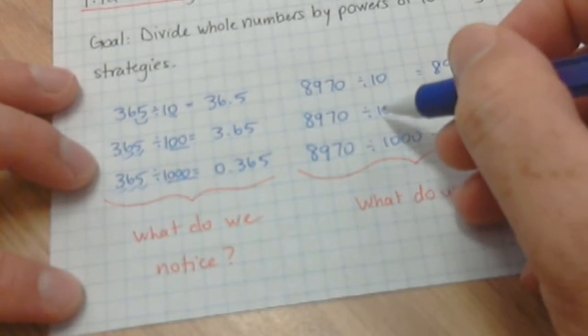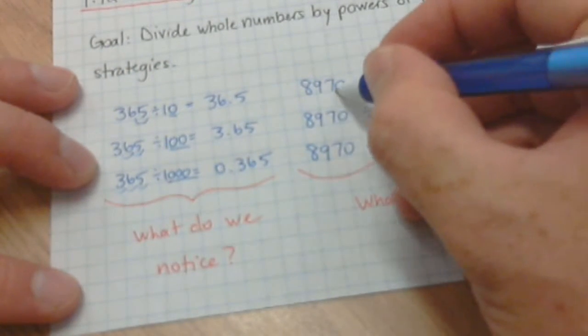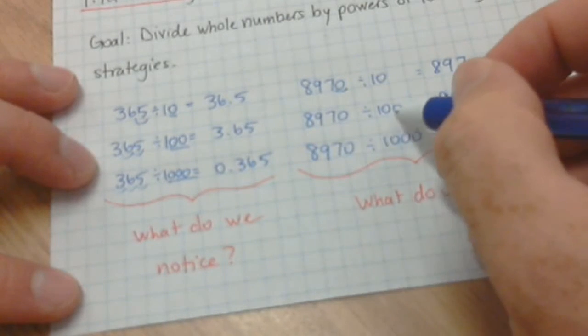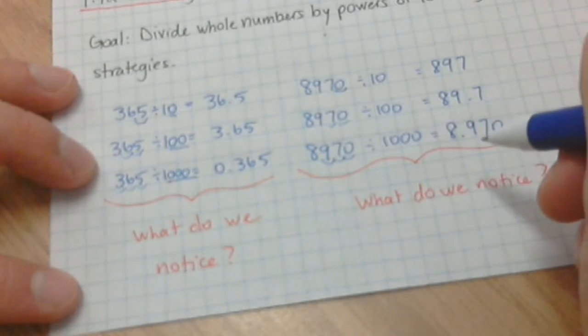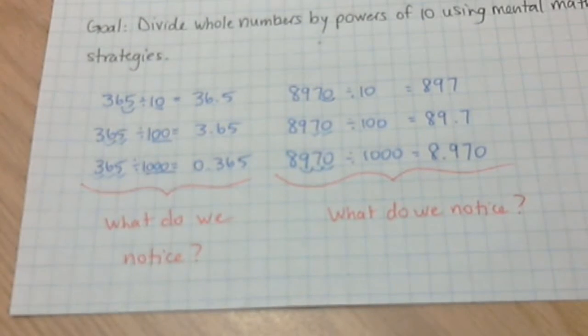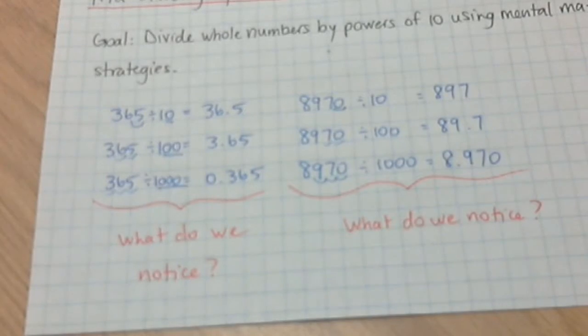Similarly with the other column, same idea. Divide by 10 goes 1 spot to the left. 2 zeros means we go 2 to the left. 3 zeros means we go 3 to the left. And the numbers change accordingly. The decimal place moves accordingly, okay? So that's hopefully what we've noticed.